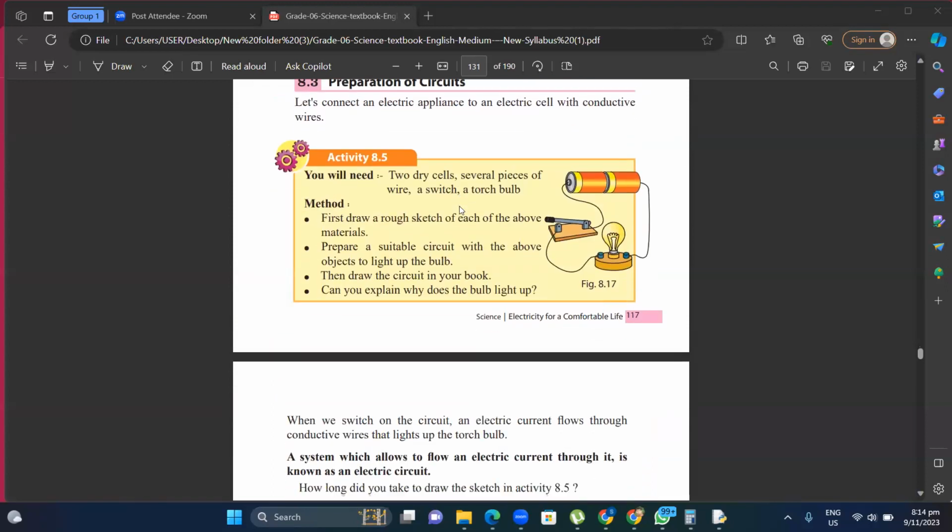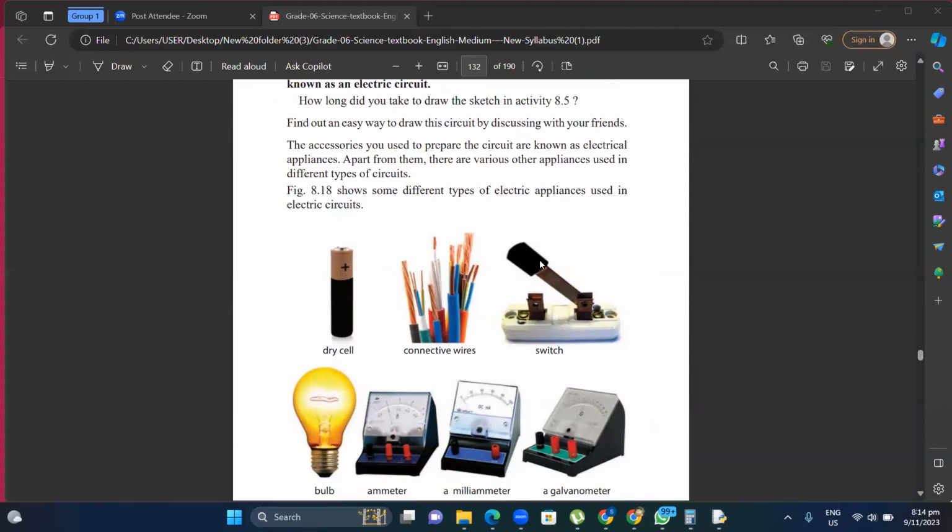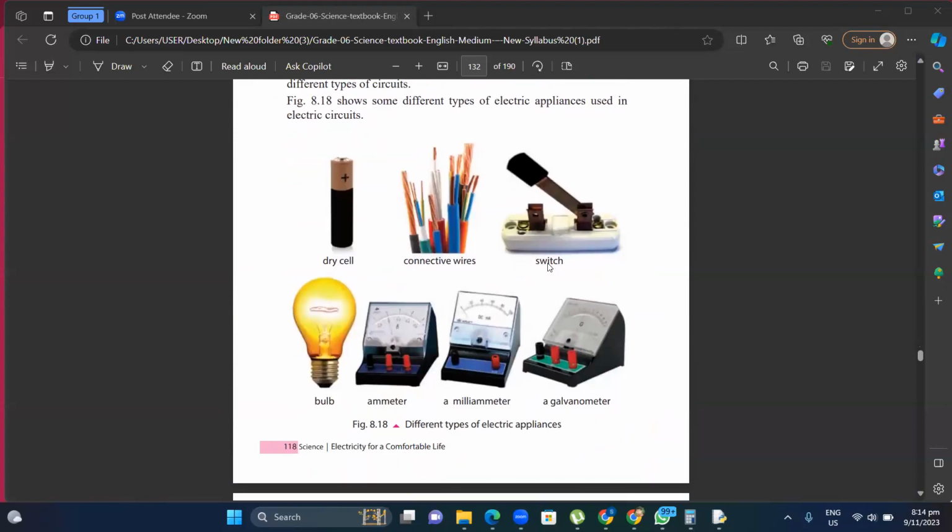And then we learned how to prepare different circuits. And to measure current, we have learned how the ammeter, milliammeter, and galvanometer can be used. Actually, here we are using a center zero galvanometer, right?